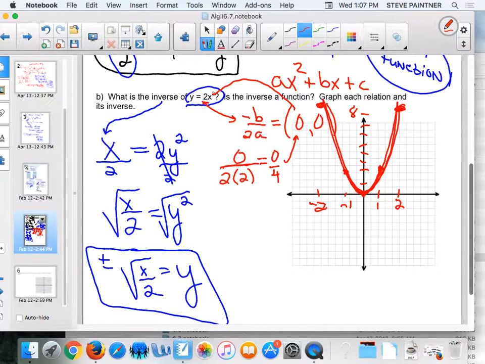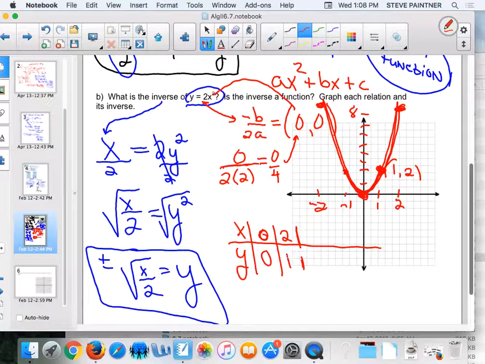If you want to graph this mess, you can have fun and try and graph it yourself, or you can just do what to your points? You can just flip them, because that's what the inverse is. It's just your points flipped. So flip that point right there, 0, 0. Oh, you get 0, 0. Okay, let's flip this point, which is what? 1, 2. 2, 1. This point right here. -1, 2. 2, -1.